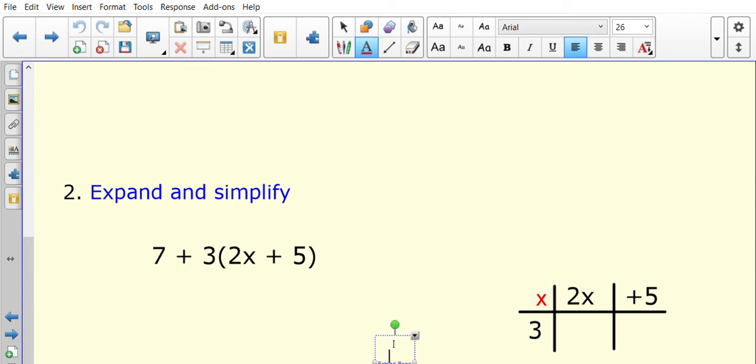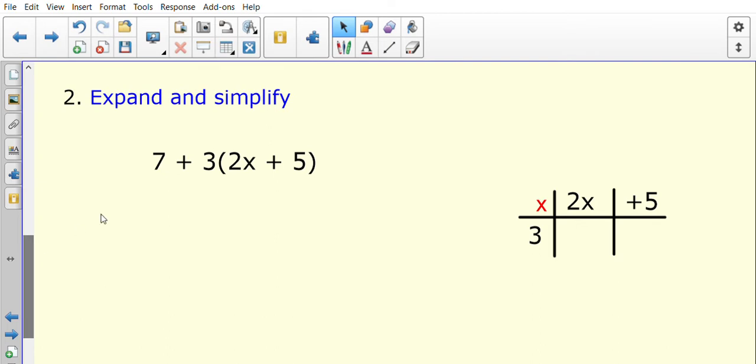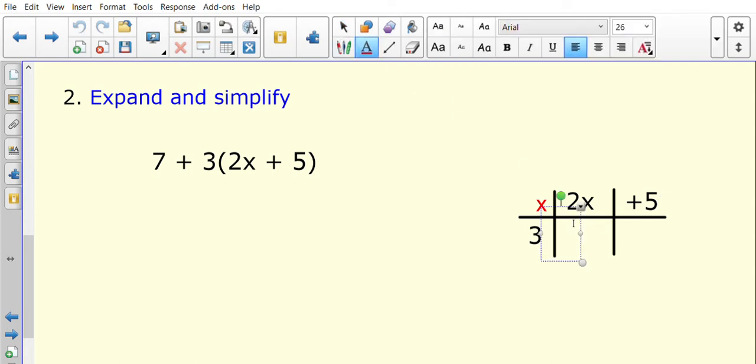This example here is exactly the same, only we have different numbers and letters. So you'll notice we've got the 7 here, and then I've got 3 multiplying my bracket. So let's deal with the bracket first, because that's what Bodmas means. B for brackets comes first. So I need to do my 3 times 2x, and then I need to do my 3 times 5. So 3 times 2x will give me 6x, and then 3 times positive 5 will give me positive 15.